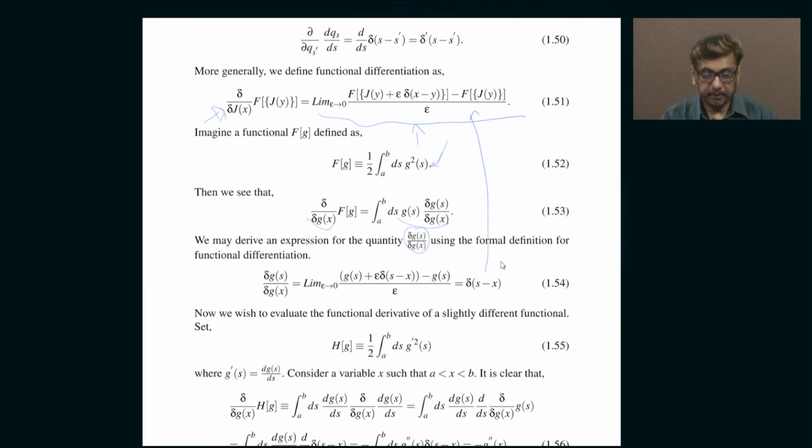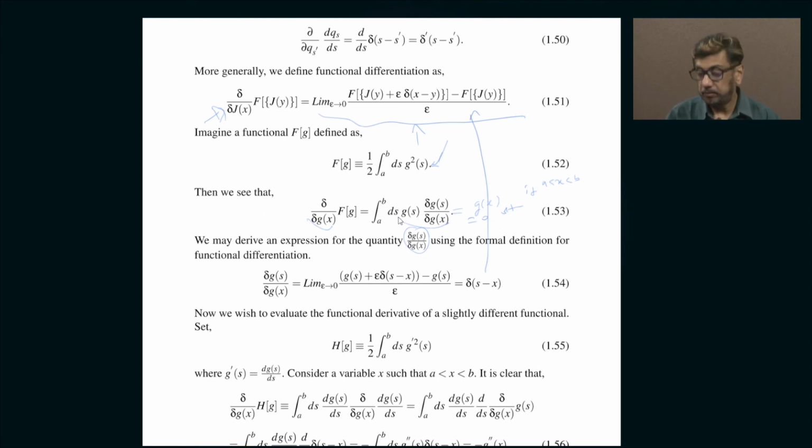Then clearly you can see that this is nothing but... okay, I didn't finish this calculation for some reason. So this is going to be g of x, so this is delta of s minus x. So if x is between a and b, it is g of x. If x is less than b and 0 otherwise. Okay. So if x is not between a and b, this is 0. Okay. So if it's between a and b, it's g of x. So that's what that derivative is.